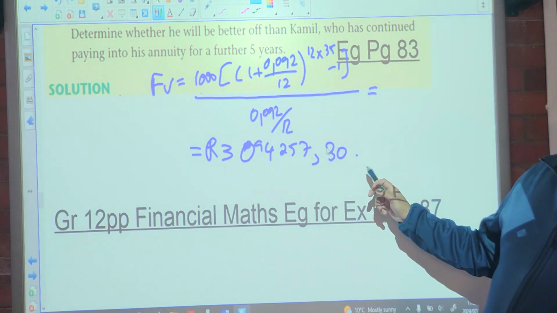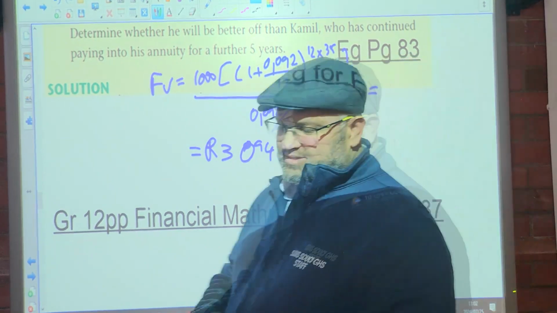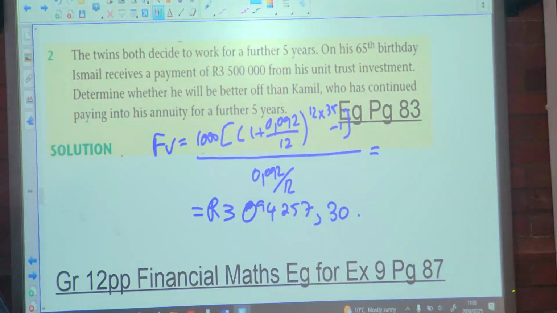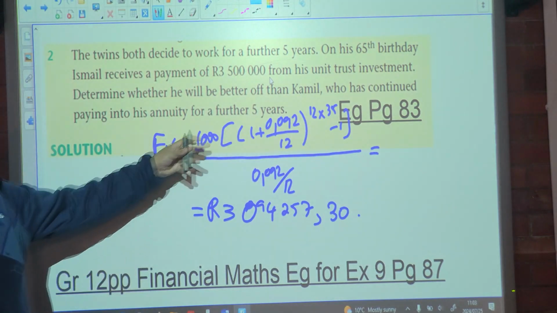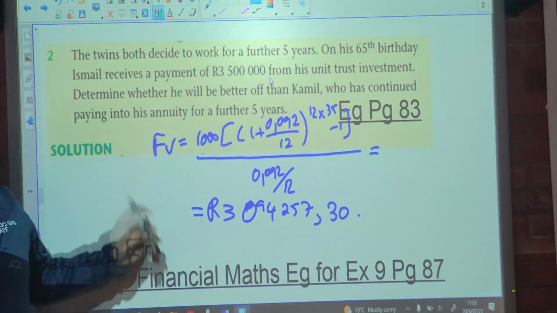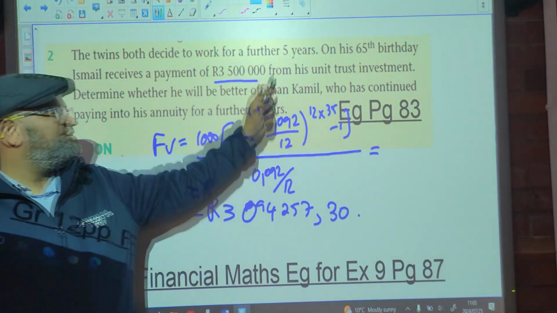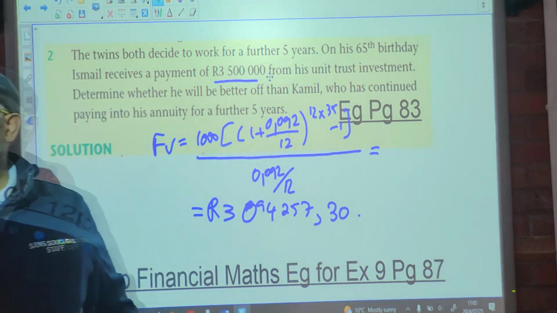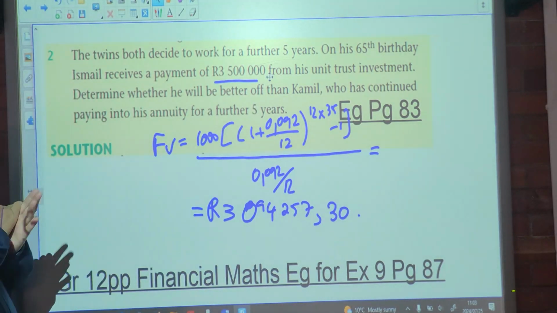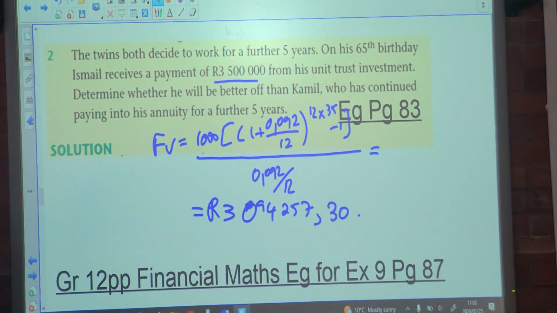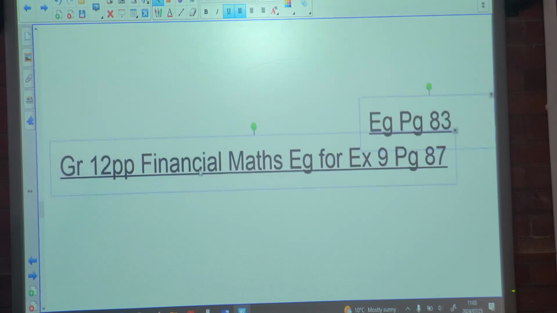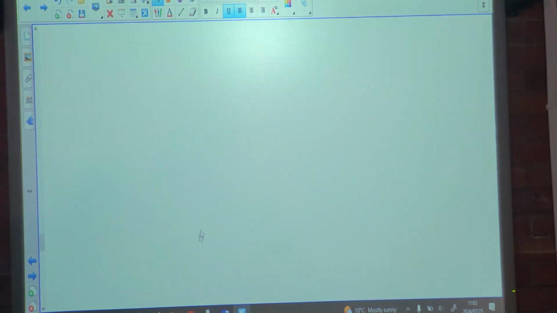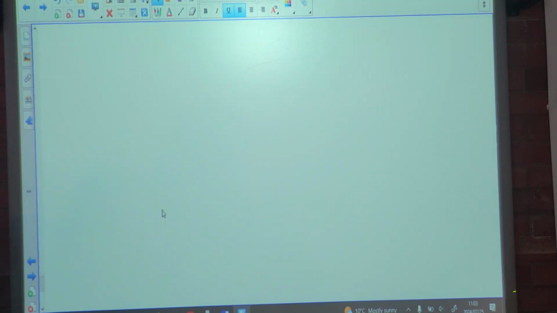So who is getting a better return? Remember, this is Kamil, no? So Ismail would get a better return. Why? So Ismail gets 3,500,000. Okay. Again, this is going to be safer. Okay, however, that is giving you a better return.